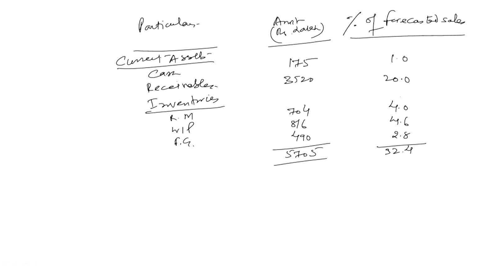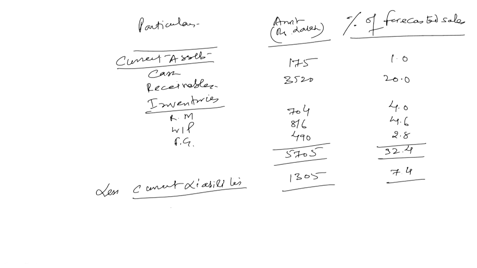2, this is 2, then it is 6, then 10, 12, yeah, 32.4%. This is in the percentage of the forecasted sales. And now we are given the current liabilities less current liabilities. So, current liabilities given to us are 1305 and they work out as 7.4% of the sales.